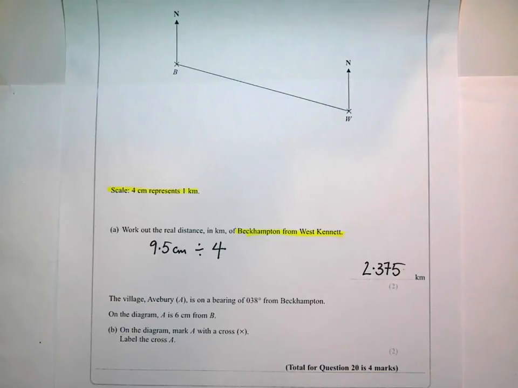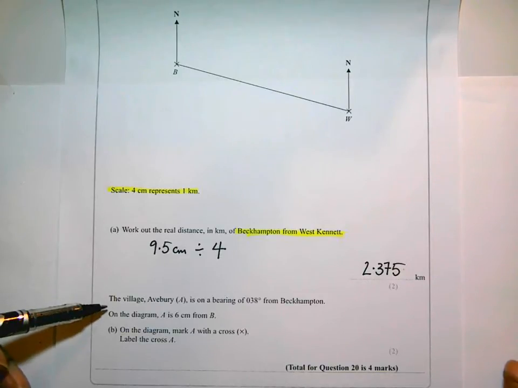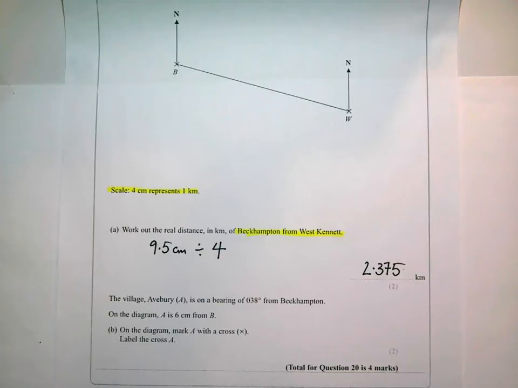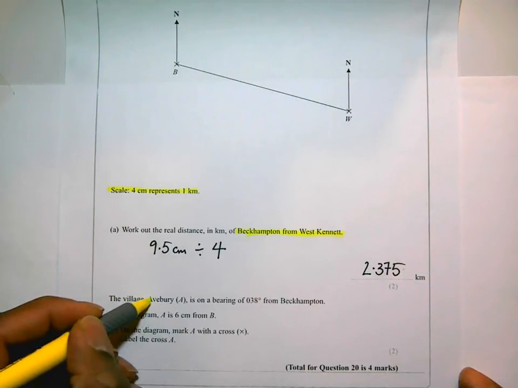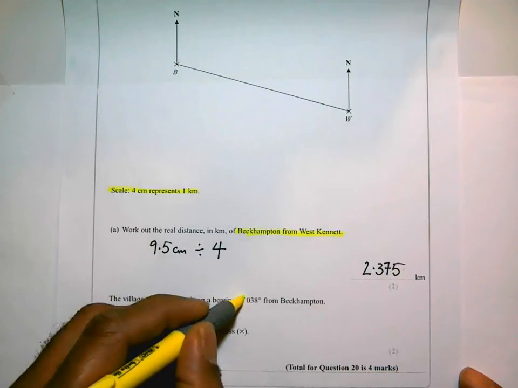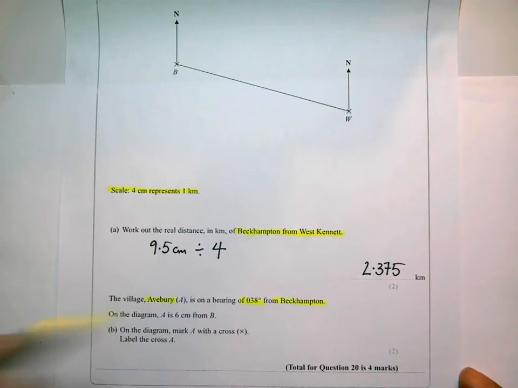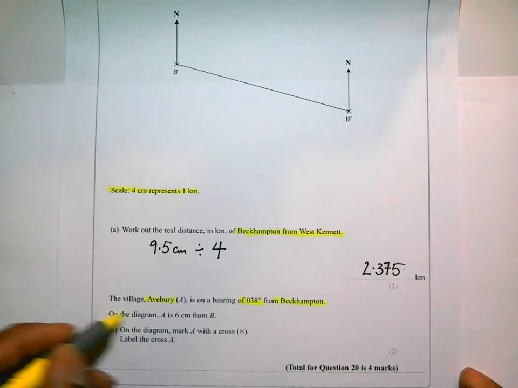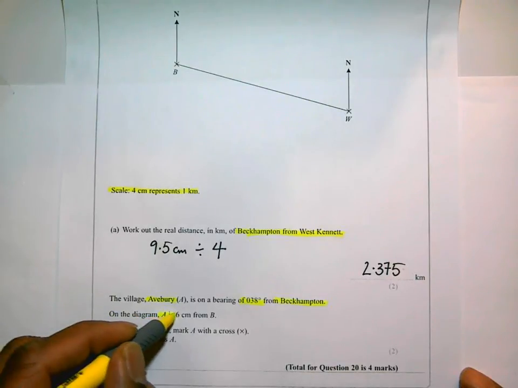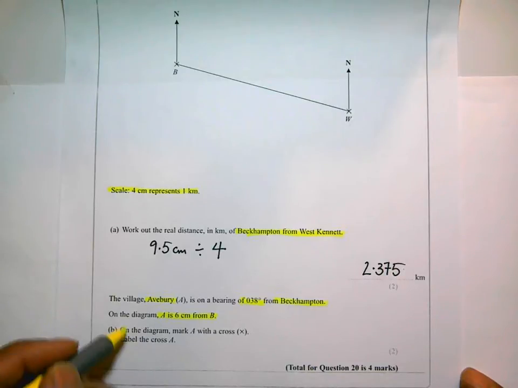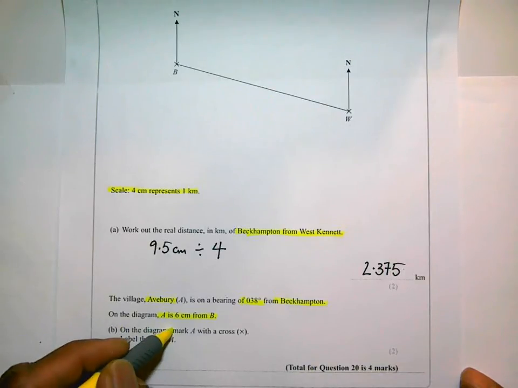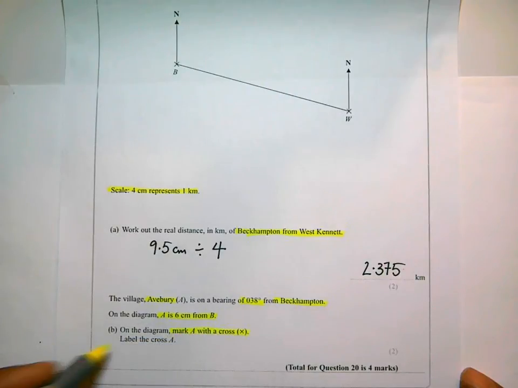Going on to part B. The question says, a village, Avebury, is on a bearing of 38 degrees from Beckhampton. On the diagram, A is 6 centimeters from B. On the diagram, mark A with a cross X. Label the cross A. So they've given a fair bit of information there.